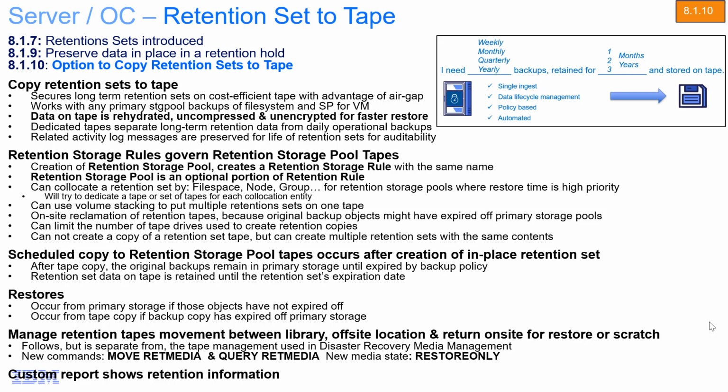So in summary, I've shown you how to set up the new option to copy retention sets to tape. I showed you both how to go in and create a new retention storage pool and retention storage rule, and then have that go to tape. I also showed you how to update an existing retention rule so that it now also copies its retention sets out to tape. Be sure to check out the other two videos on how to manage these retention tapes and move them between the library and offsite locations, and also how to create custom reports showing the retention information.